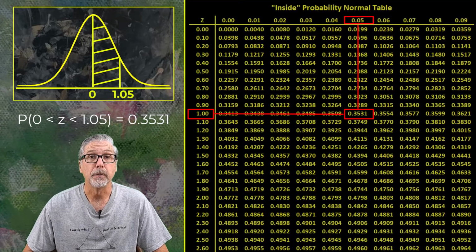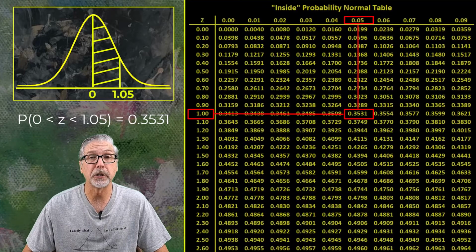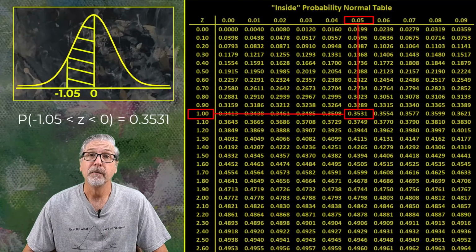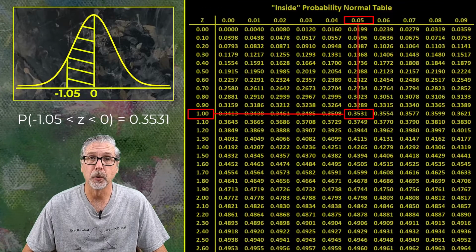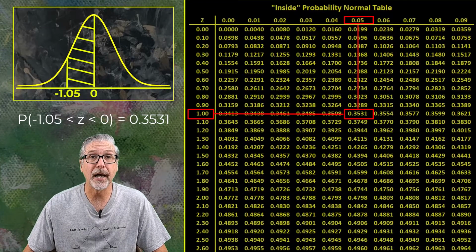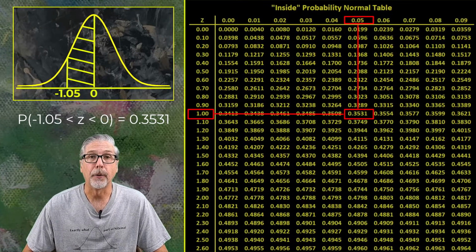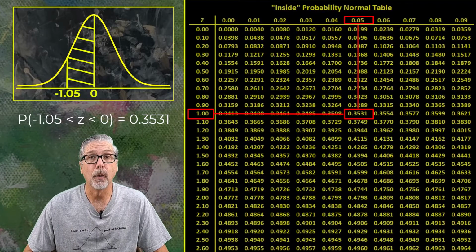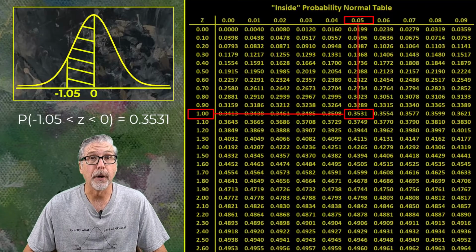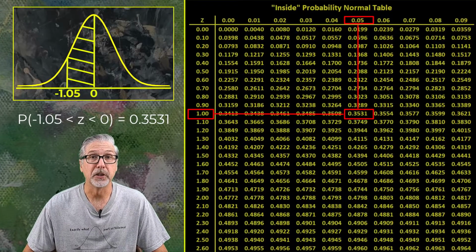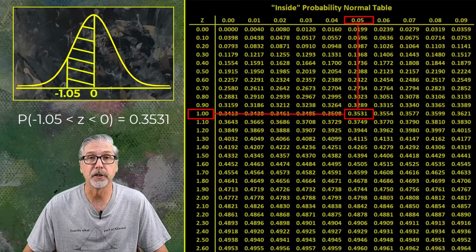Now we'll notice, because the normal distribution is a symmetric curve around its mean of 0, this table works for both positive z-scores and negative z-scores. This probability would be exactly the same value for the probability between 0 and a negative 1.05. Very important to note, while the z-scores can be positive or negative, the probabilities cannot. Probabilities have to be positive values.